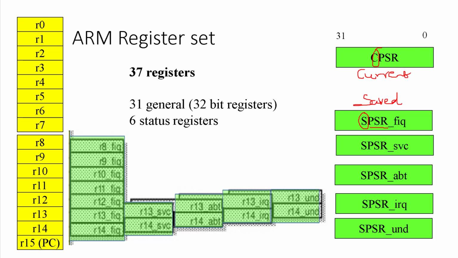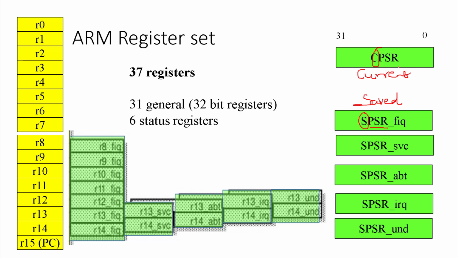We have already seen this program status register in 8051 and PIC microcontrollers. There we use the term program status word or flag registers. The same functionality is here but with extra functions. So we have two program status registers: one is called the current program status register, another one is called the saved program status register.